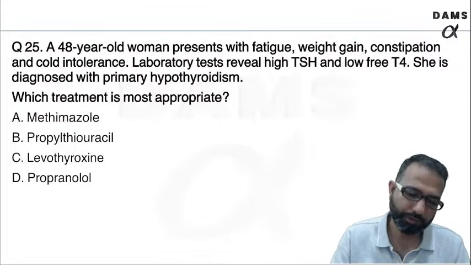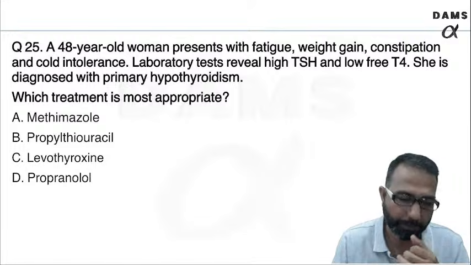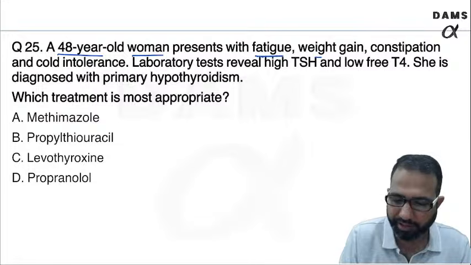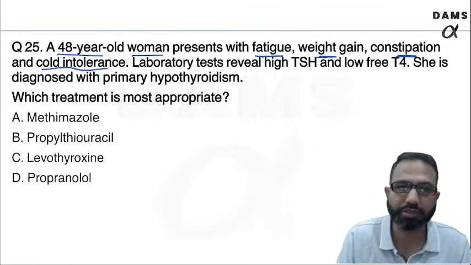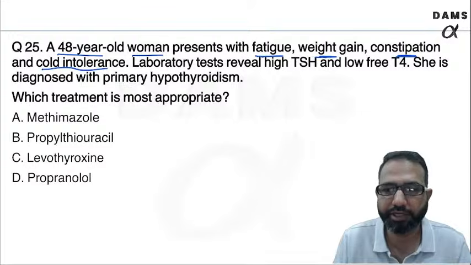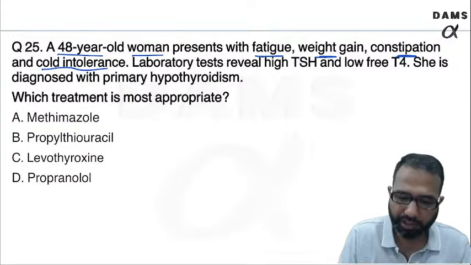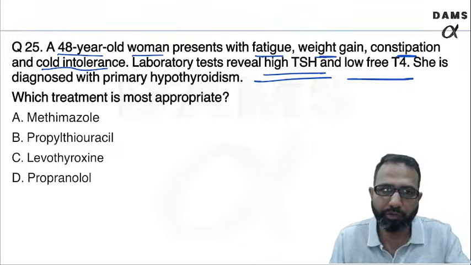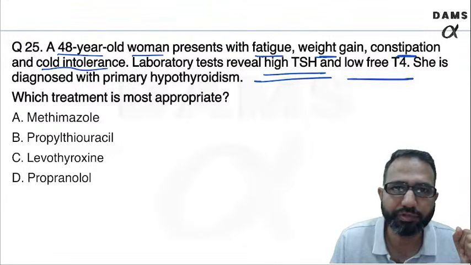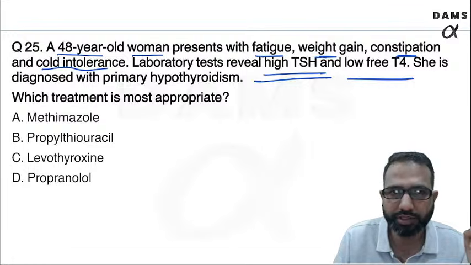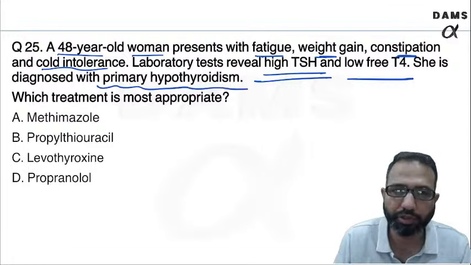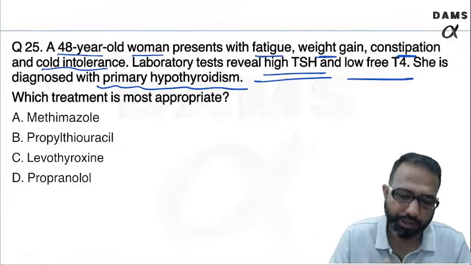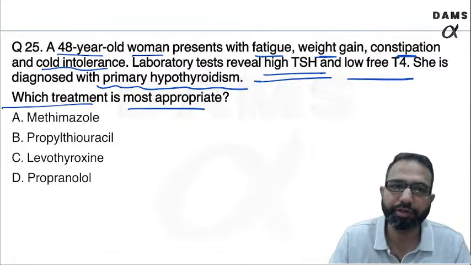And as we always say, the last question will be a pure case-based question. So a 48-year-old woman presents with fatigue, weight gain, constipation and cold intolerance. Laboratory tests reveal high TSH and low T4. So if the T4 is low, obviously compensatory TSH will increase. So that is a case of primary hypothyroidism, because the T4 is low and there is a compensatory increase in the TSH. Which treatment is most appropriate?